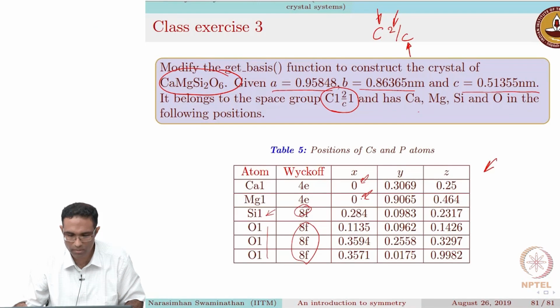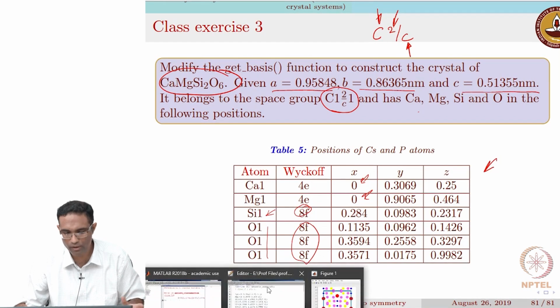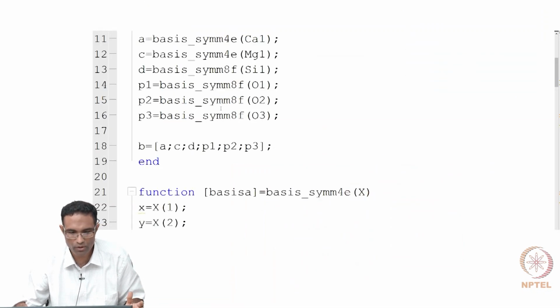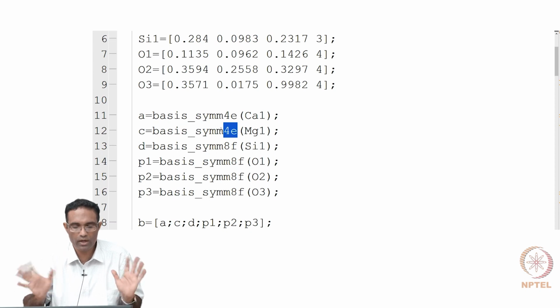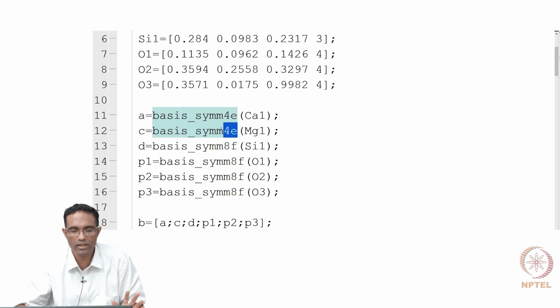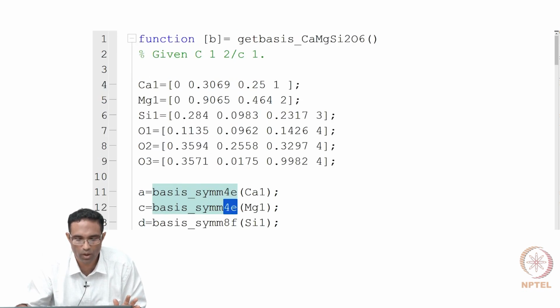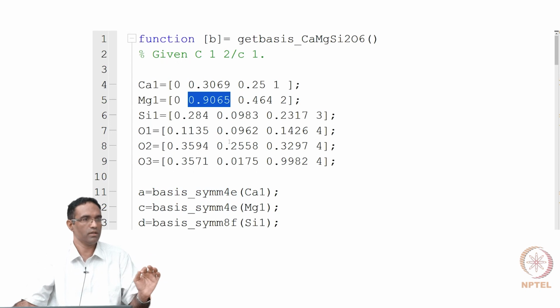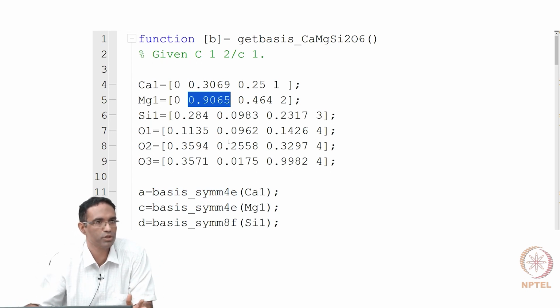where is mg1? So mg1 is now also in a 4e position, and therefore we can use the same basis function. We can use the same basis function because as far as 4e is concerned, the set of equivalent points will essentially be generated the same way. The only thing that is different is the value of the coordinates that you are giving, but it is still a 4e position. Wyckoff position is still 4e.